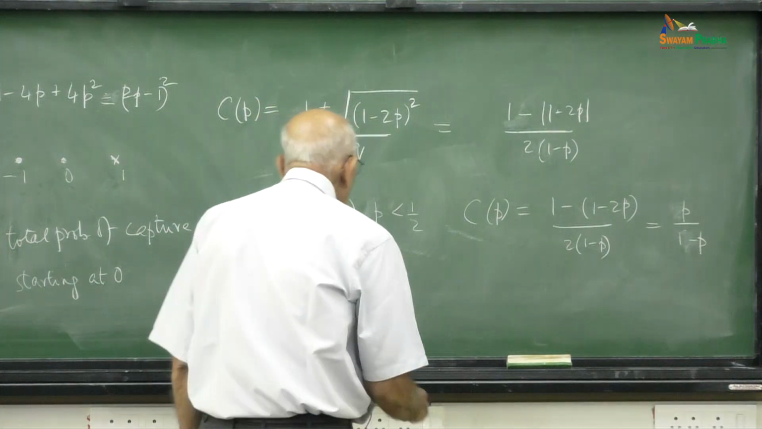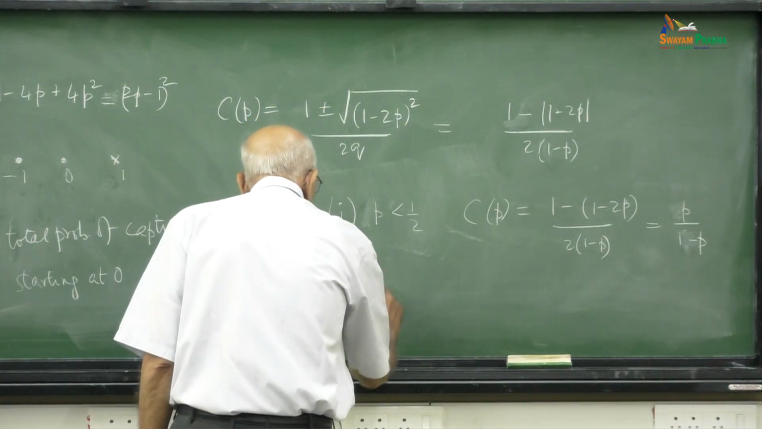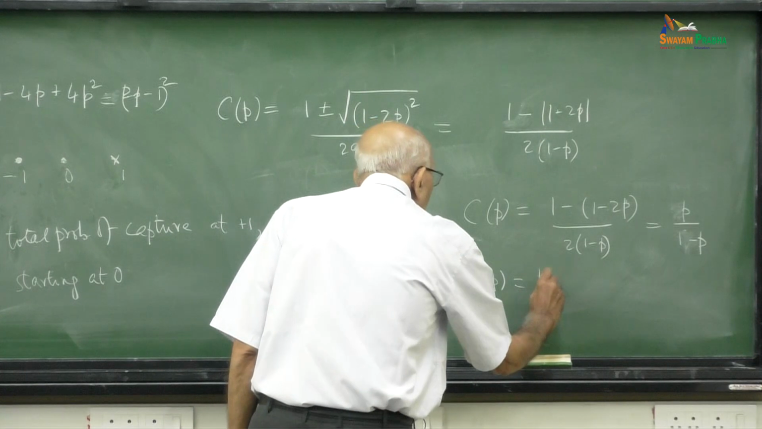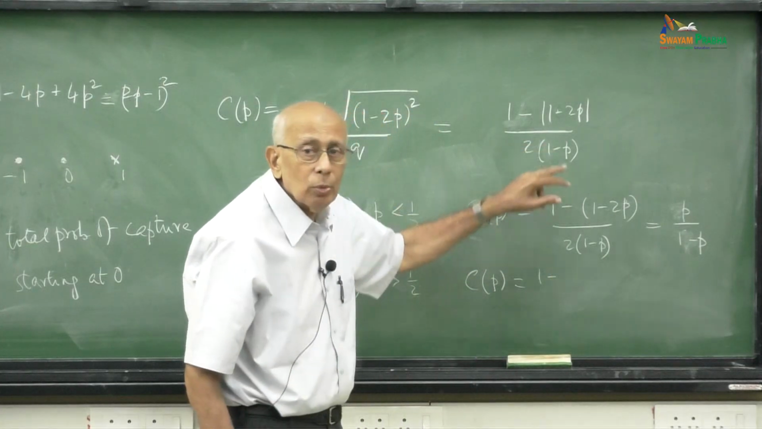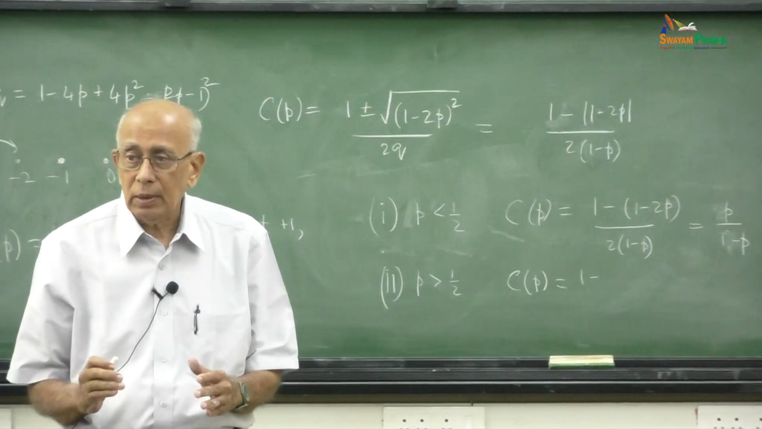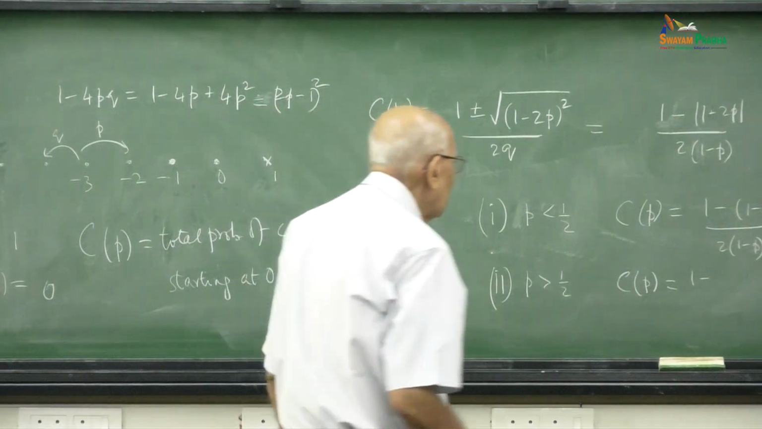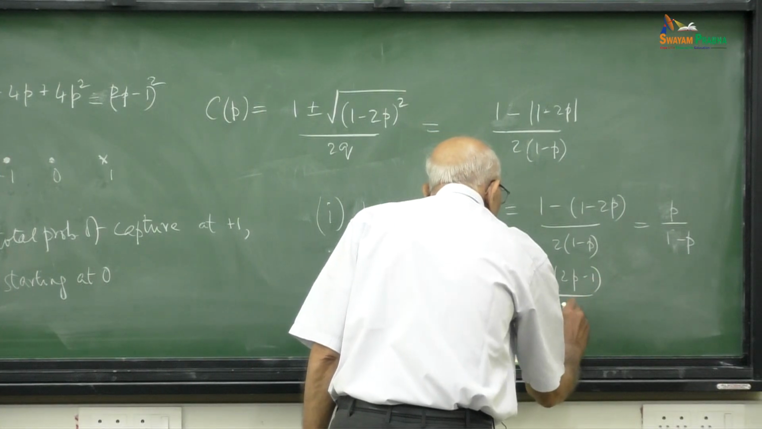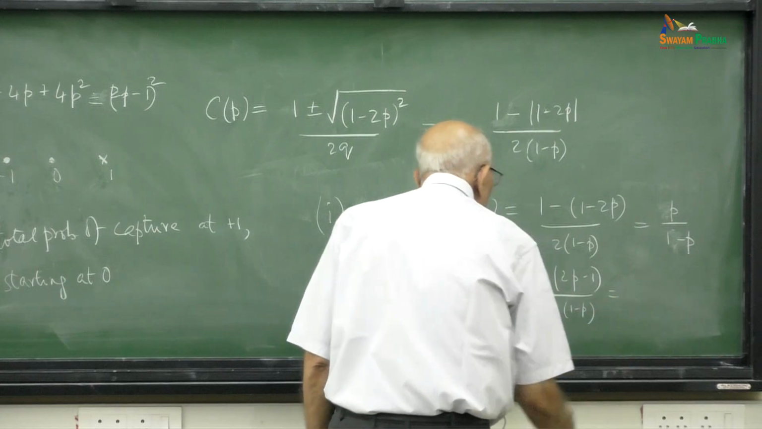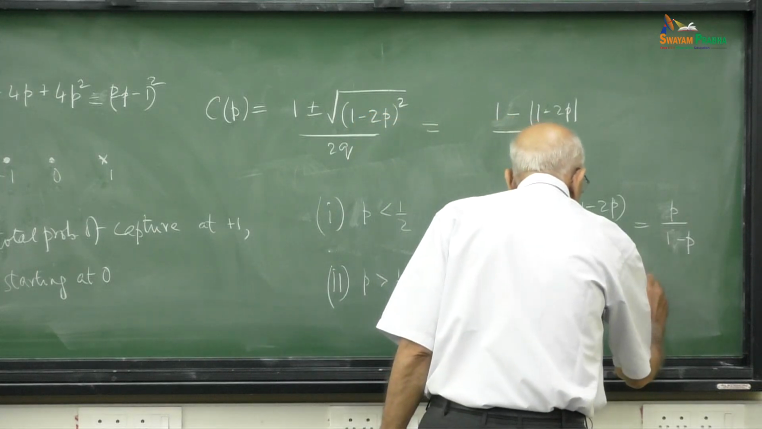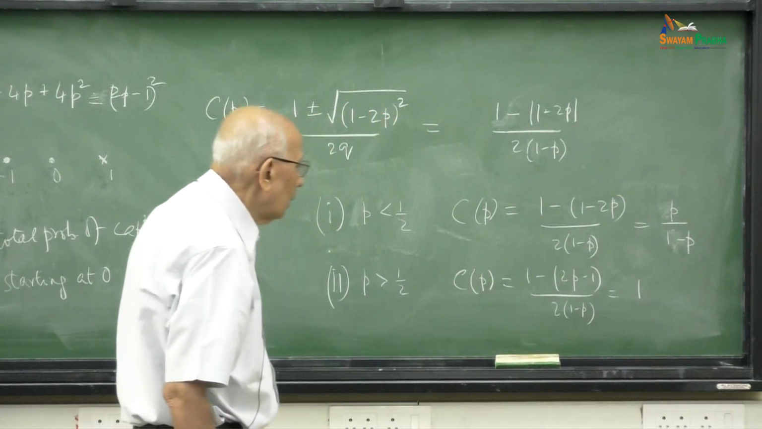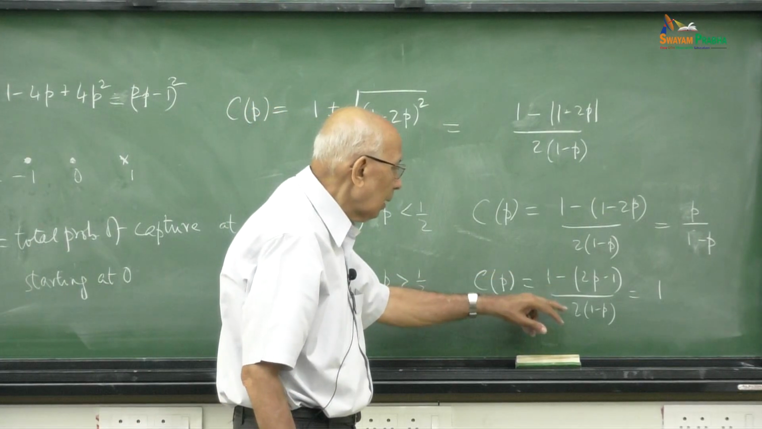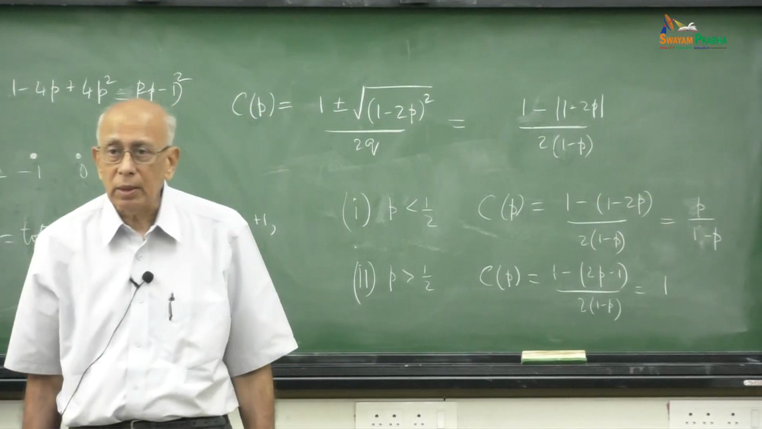What if p is bigger than half? Instead of mod 1 minus 2p, I should now write 2p minus 1 because p is greater than half. So it's 1 minus 2p, the 1 adds up, it's 2 minus 2p, that's twice 1 minus p, twice 1 minus p. It's a constant.